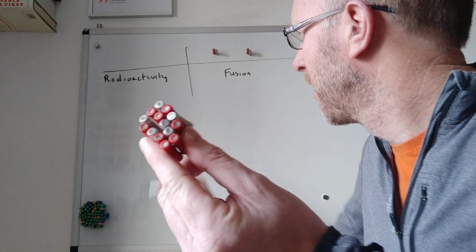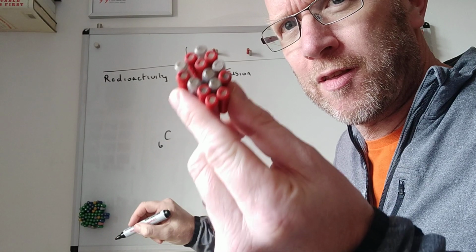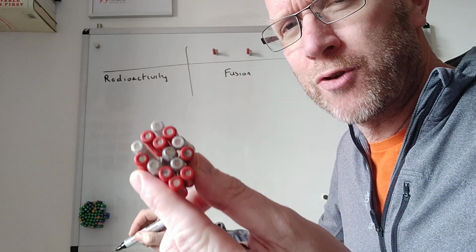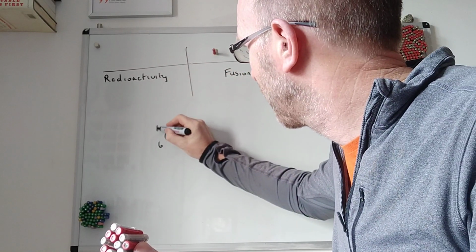Now does it make sense? We have 6 protons, so it's atomic number 6. We have a total of 14 protons and neutrons, which are called nucleons if you want, so we have 14 of those, so that's your carbon 14.